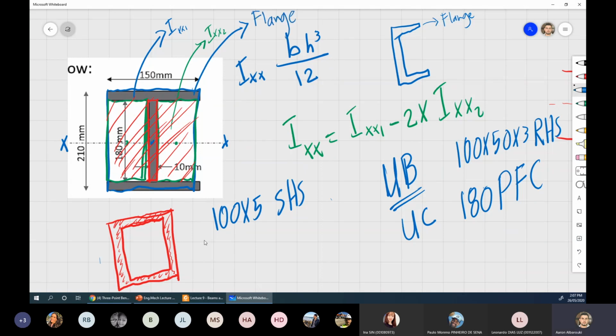So the top and the bottom part are flanges. The vertical part we call the web. This is the web. Okay? Both flanges are parallel to each other. The shape is a channel, and the two flanges are parallel to each other. PFC.